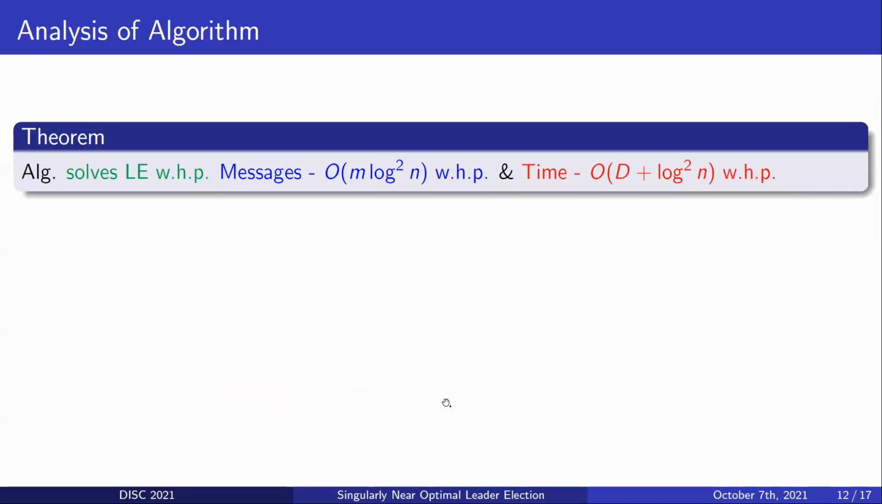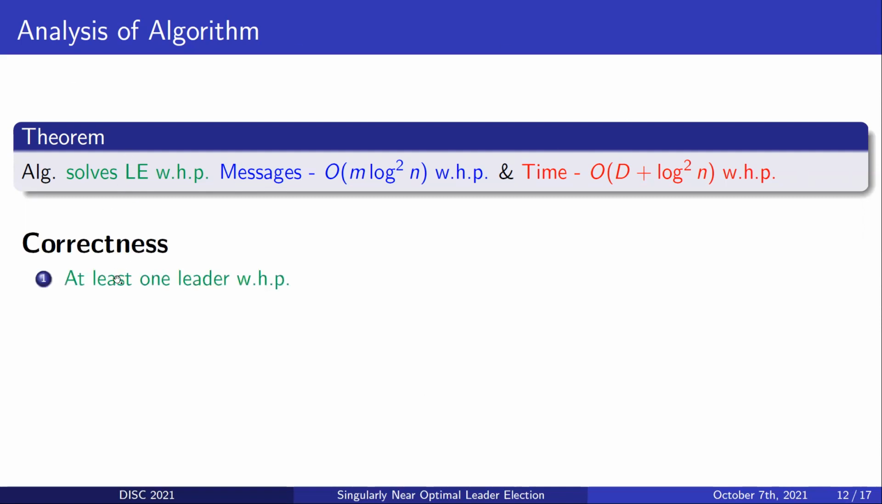Okay. Now, that's pretty much it for the algorithm. Like I said, fairly simple. Now let's look at the analysis. There are 3 things to prove. First of all, correctness, then message complexity, then time. Let's look at correctness first.